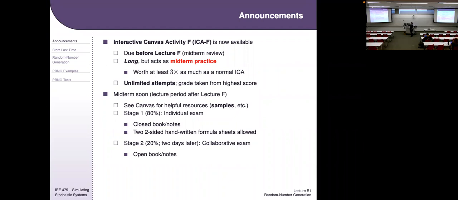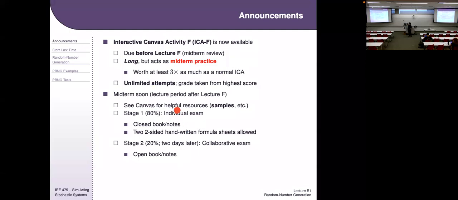You can use this one as one of your ICA drops, but if you don't, it's probably a wise choice because it helps you practice for the midterm, it's got a bigger score, and you can take it as many times as you want. So again, it's got that buffering effect.